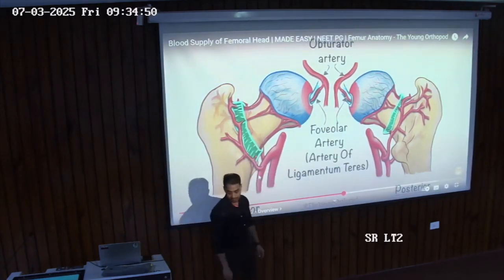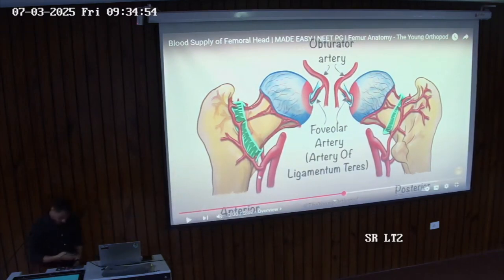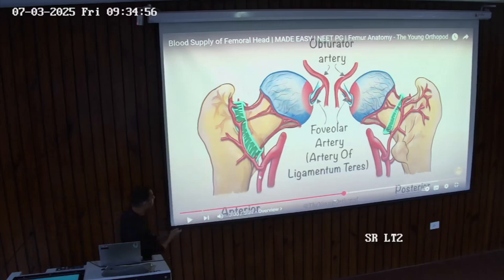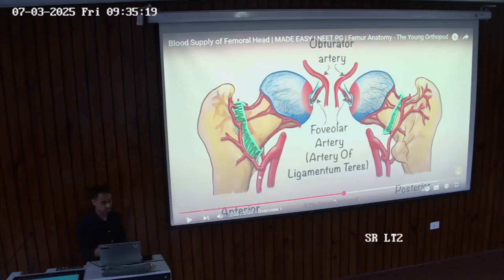Why is this a problem? Now imagine if a fracture happens here, what will happen? The blood supply will be obstructed to which part? Head. Even though this is more proximal, the supply to the head is interrupted, but even though this is more distal, the supply is still maintained. So that is why the retrograde blood supply is a problem here.